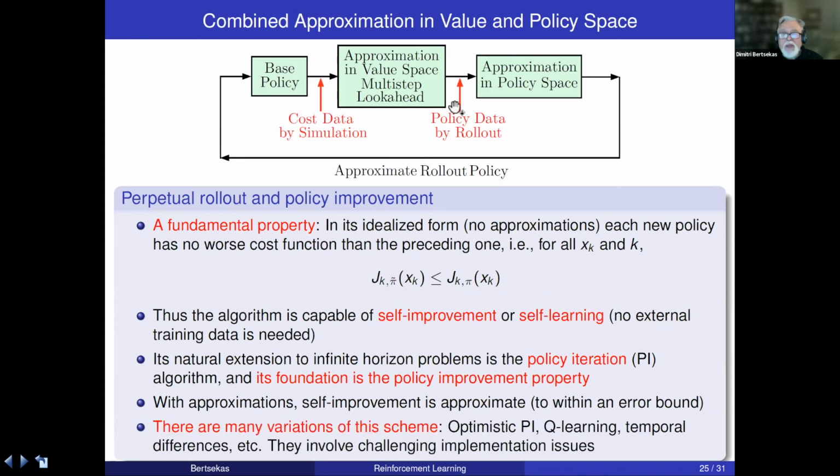There are also many variations of this scheme. Optimistic policy iteration, policy evaluation methods based on temporal differences, methods of Q-learning, and so on. All of this is part and parcel of the reinforcement learning methodology. Some of this we're going to cover, and some of it we will not have time.